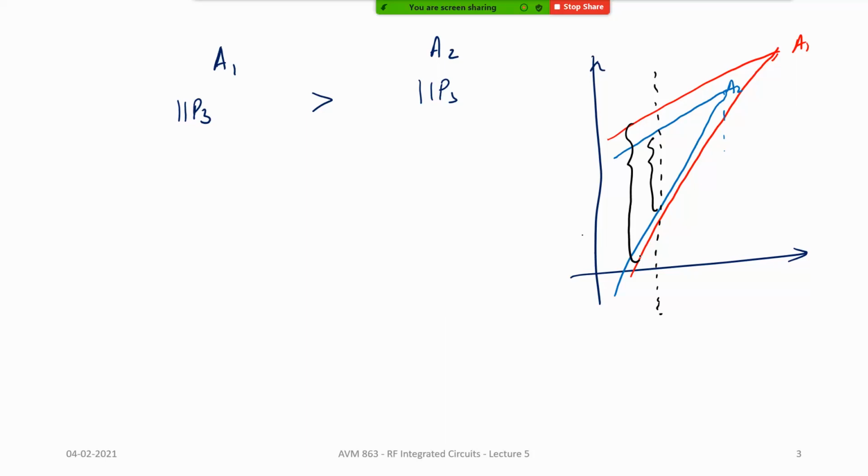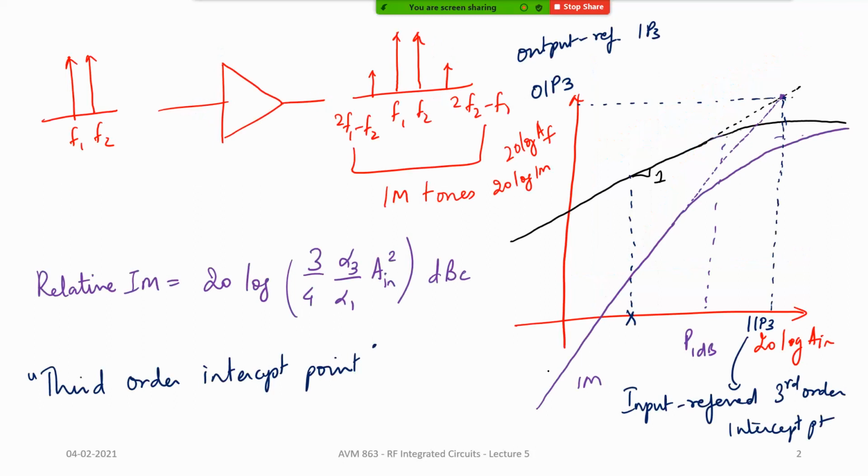For that matter, even OIP3 works out to be the same. This is how we compare two different amplifiers which might have different gains. By comparing the IIP3 numbers or the OIP3 numbers, we'll be able to say which amplifier is better. And when you design an amplifier, you do a two-tone test. You give two tones which are separated by a very small frequency with the same amplitude, you scale the amplitudes, and you run the simulation. You basically trace this curve, right?